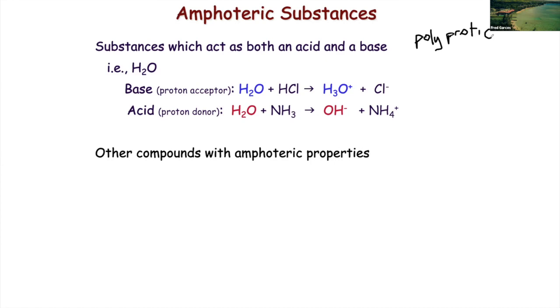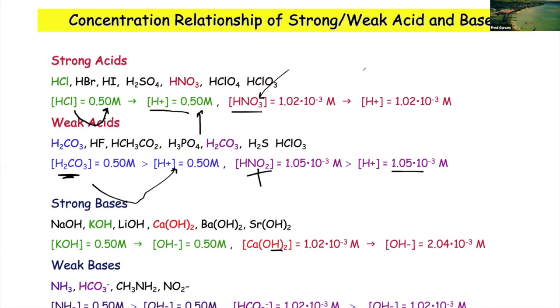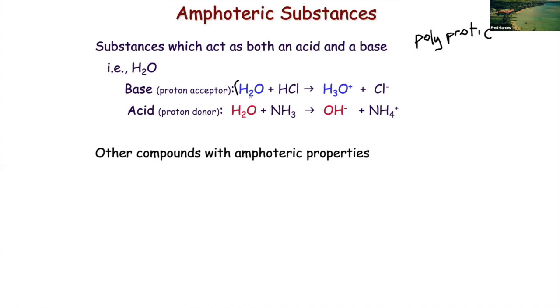Well, there's another class of chemical called amphoteric. Amphoteric are chemicals that in one instance will give up their hydrogen. In another instance, they're going to accept a hydrogen. So it's got a dual personality. A classic example of a chemical that's amphoteric is water. Look at the reaction here. Water here is going to accept a hydrogen from HCl. So water is the base in this reaction. HCl is the acid. So in this reaction, water is acting as a base.